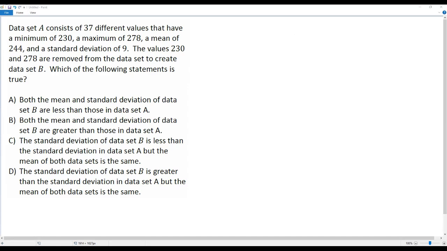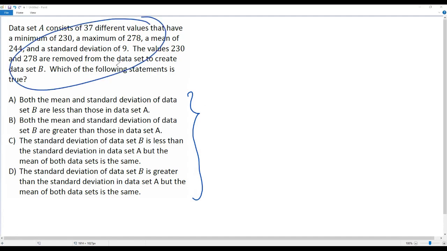Okay, data set A is considered to be the original data set and it consists of 37 different values. And the minimum of those 37 values is 230 and the maximum is 278. And for data set A, we have the mean 244, standard deviation 9. Now in data set A, we remove the minimum value 230 and maximum value 278. A new data set is created that is called data set B. And now in the given answer choices, we have to find the statement which is true about what we have discussed.